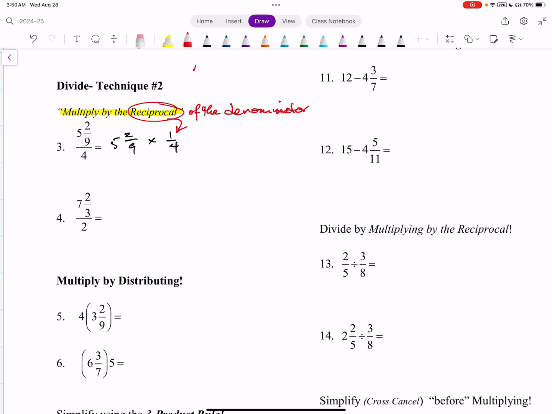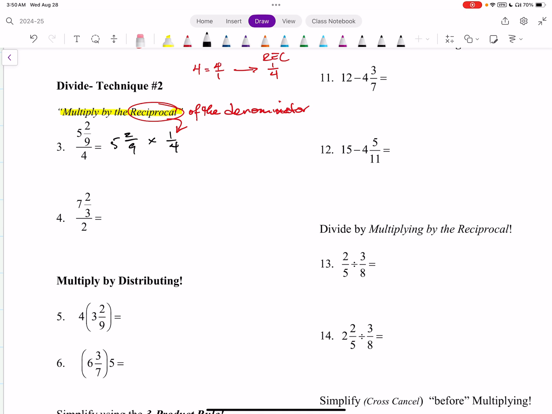You take 4, which is the same thing as 4/1. 4 divided by 1 is obviously 4. And the reciprocal is equal to 1/4. You reciprocate it, you invert it. That's all you do.